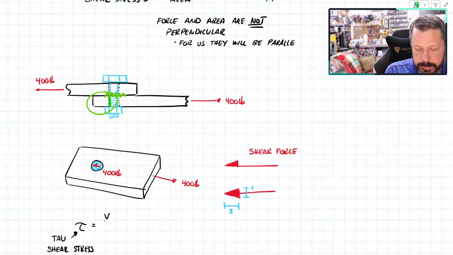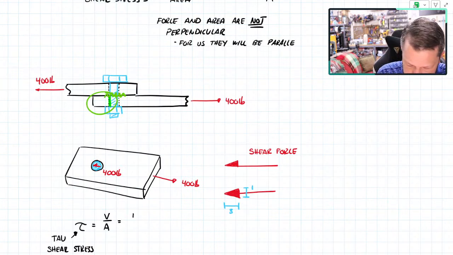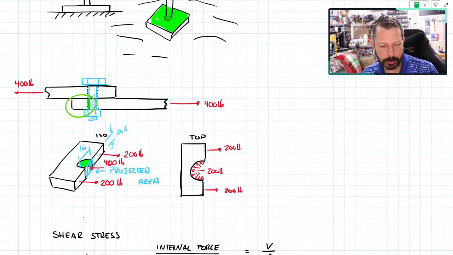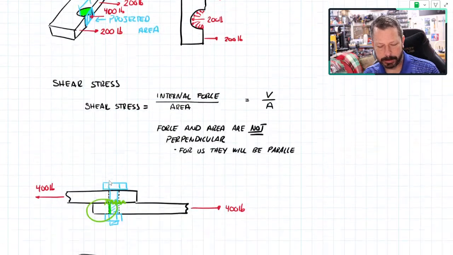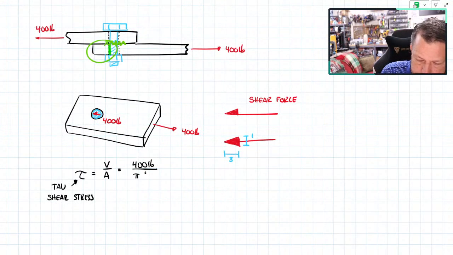Tau equals V over A. V is the internal force, so the force applied to the area looks like it's 400 pounds. The area, did we ever specify anything about this area? It's a giant bolt, 1 inch diameter. Okay. So the area here is pi d squared over 4.